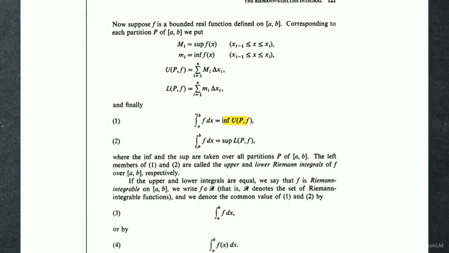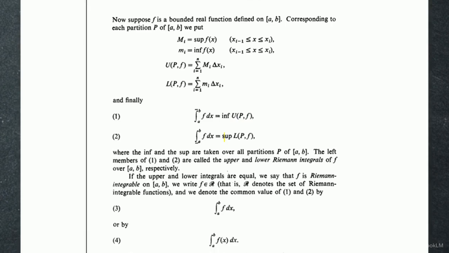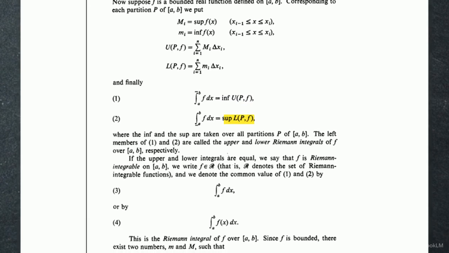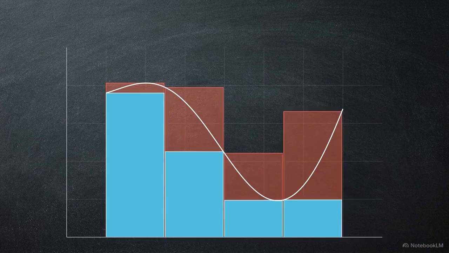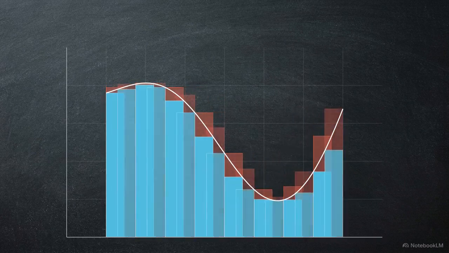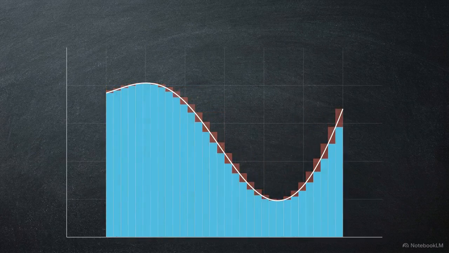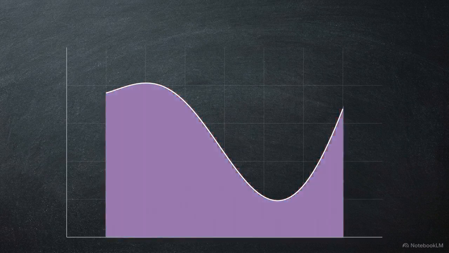In equation 1, we identify the tightest possible underestimate by taking the supremum, the highest value, out of every possible lower sum. Then, in equation 2, we find the tightest overestimate by taking the infimum, the lowest value, out of all possible upper sums. We now have a best-case lower boundary and a best-case upper boundary. If those two values perfectly match, the function is officially Riemann integrable. The gaps disappear, and the area is a proven mathematical fact.